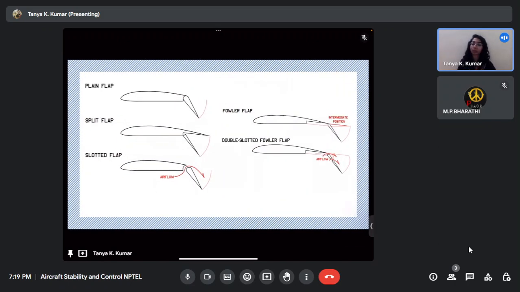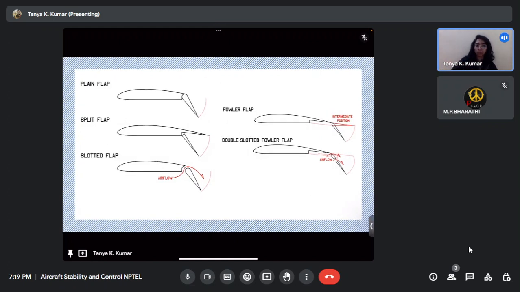The plain flap is just similar to a control surface where it deflects. What it does here is it increases the camber. When it increases the camber, you get greater lift. It's effectively increasing the camber. But what is the problem with this? It effectively increases the lift, but it also increases drag. Correspondingly, it increases drag also. Okay. So next we have a type called split flap.